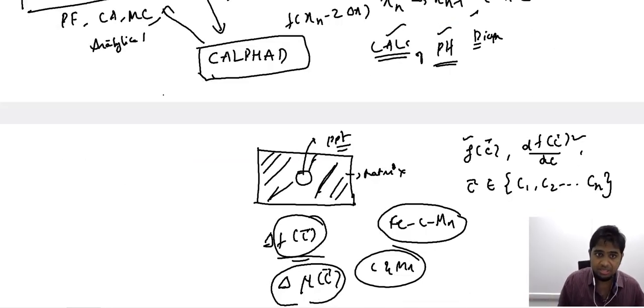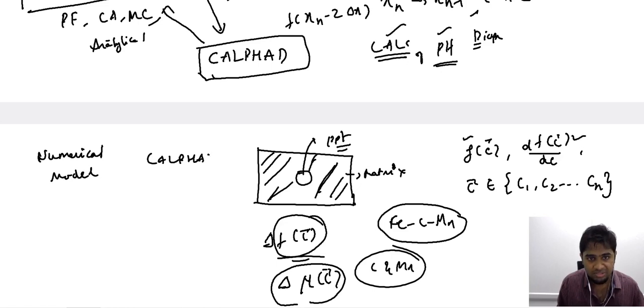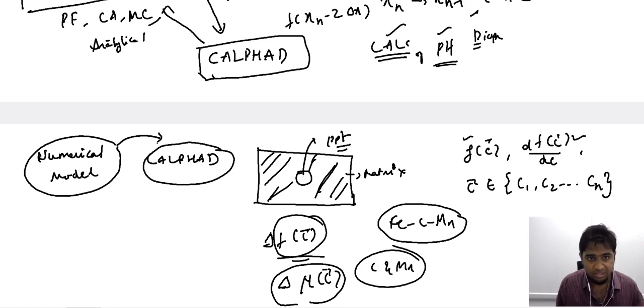An approach that can be adopted is that the numerical model, which is a generalized, qualitative one, can send out a signal to this CalFAD resource at each and every time step, saying, okay, this is my distribution of concentration, what is the corresponding free energy and the chemical potential values. So for each and every time step, this distribution of concentration can be sent to the CalFAD, and the corresponding free energy and chemical potential values can be fed back into the model.